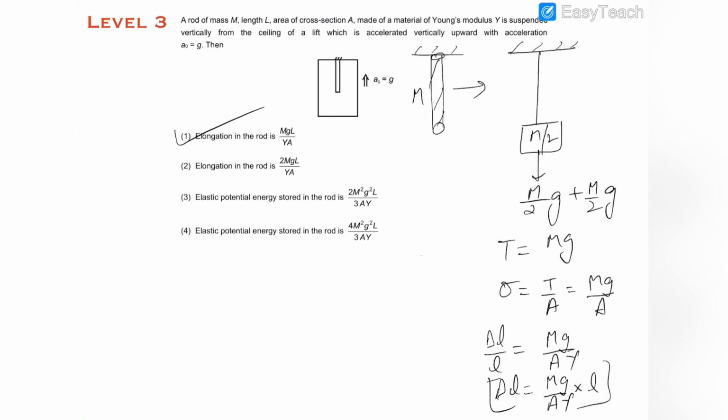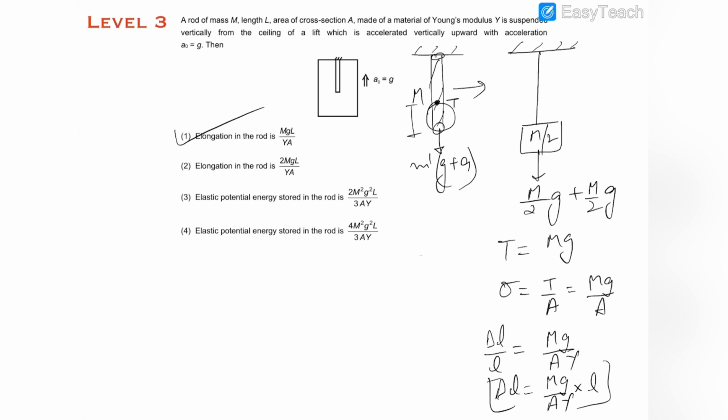Now to find out the elastic potential energy, we are just using this analogy for finding out the elongation. This is not valid for energy calculations. So to find out the energy stored in the wire, we must use the conventional method. And by that conventional method, we can say that the tension developed in this wire at some point here would be balancing m dash into g plus a.